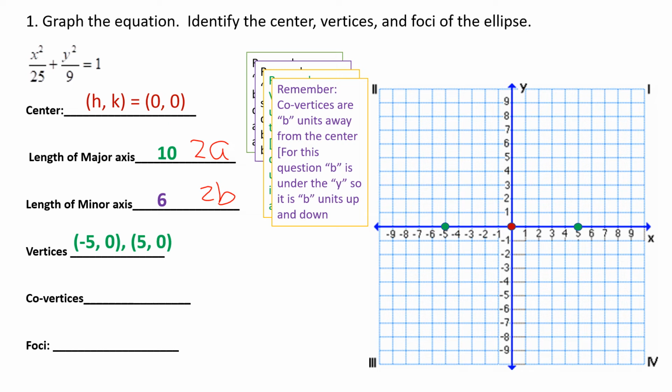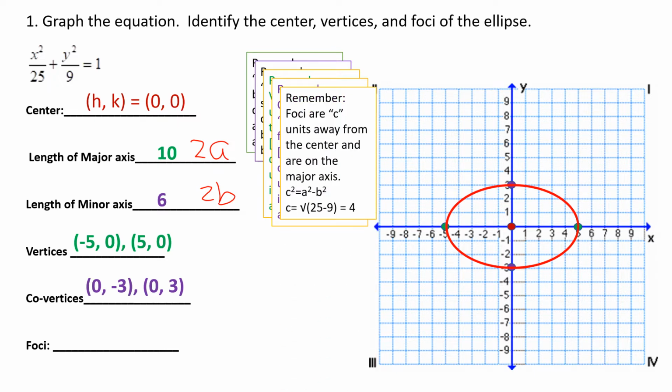The co-vertices, we count b units from the center. The co-vertices are vertical in this case because the minor axis is vertical. So we count 3 units up and down from the center. And these are the coordinates of the co-vertices, sorry. And we can graph the ellipse.